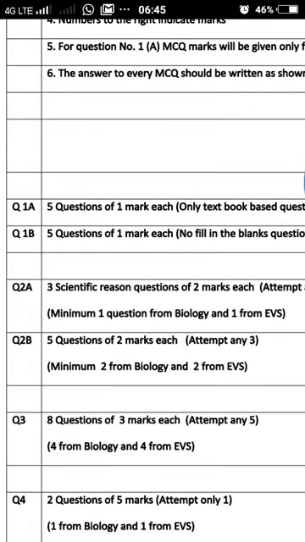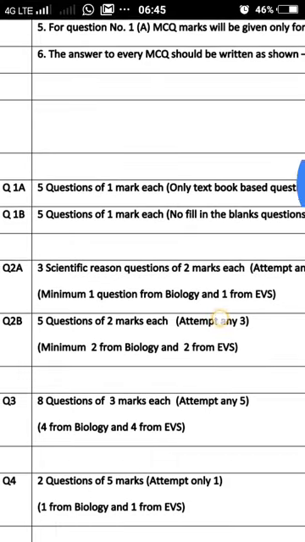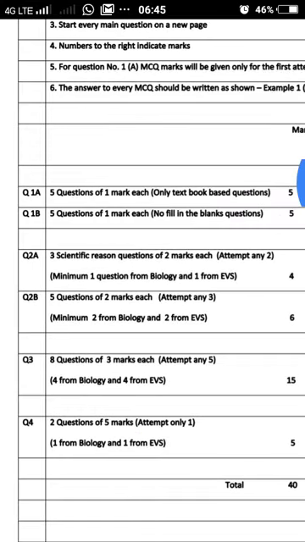Question number 1A, as it is given here, you can take a screenshot of this. I will make it small so that you can get the whole marking scheme along with this. So question number 1A: 5 questions, 1 mark each, and it is of MCQs, multiple choice questions. 4 options will be given and you will have to write the alphabet of the correct option.